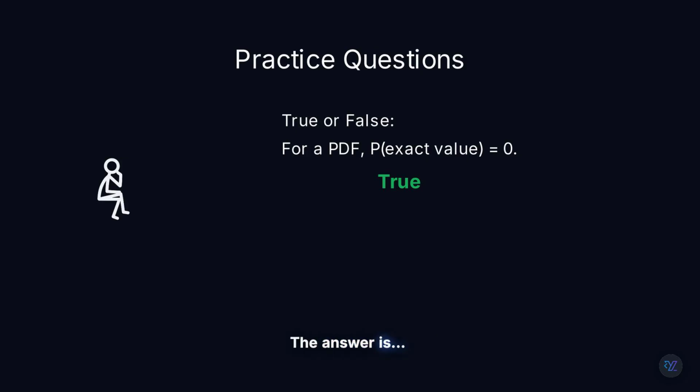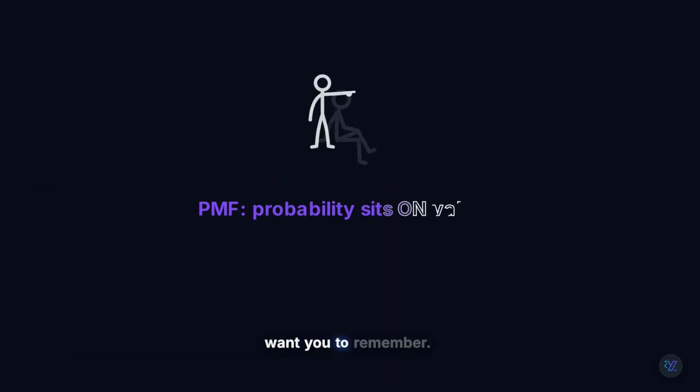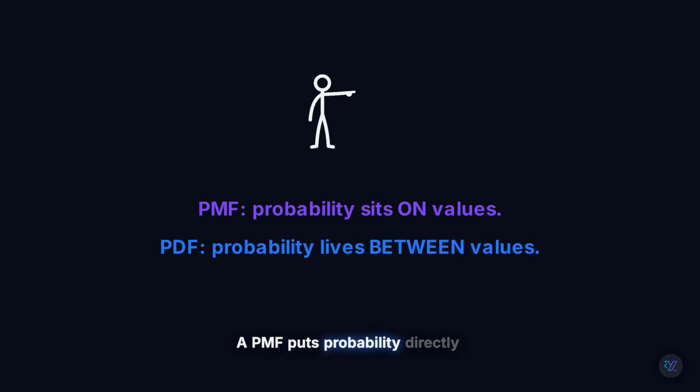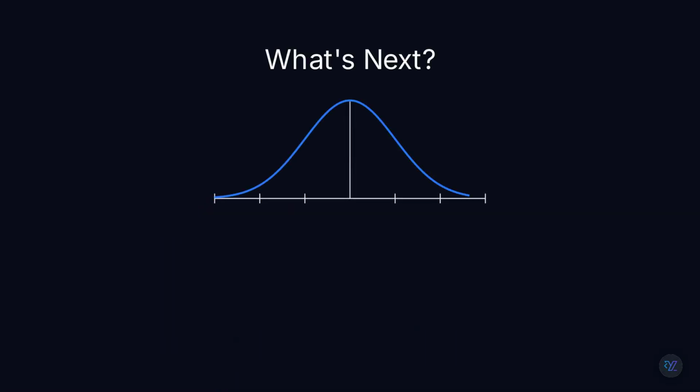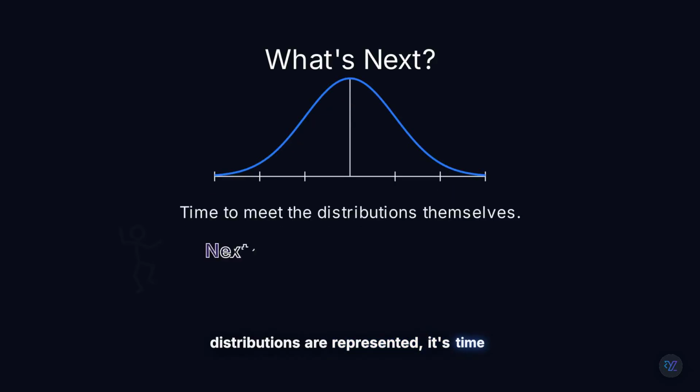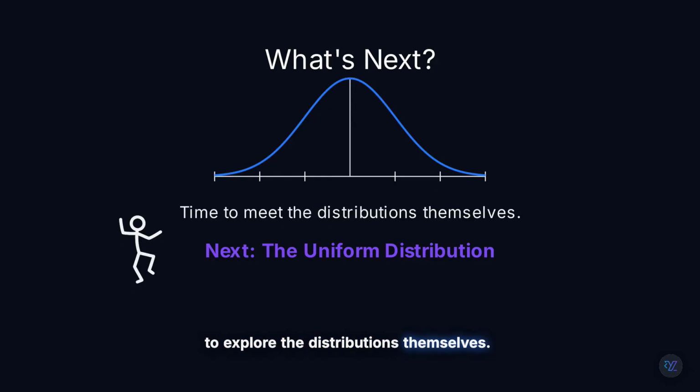The answer is true. Here's the one thing I want you to remember. A PMF puts probability directly on individual values. A PDF spreads probability between values across a whole range. Now that we understand how distributions are represented, it's time to explore the distributions themselves. We'll begin with one of the simplest, the uniform distribution, where every outcome is equally likely. And from there, we'll build our way to the famous normal distribution that powers much of statistics and machine learning.